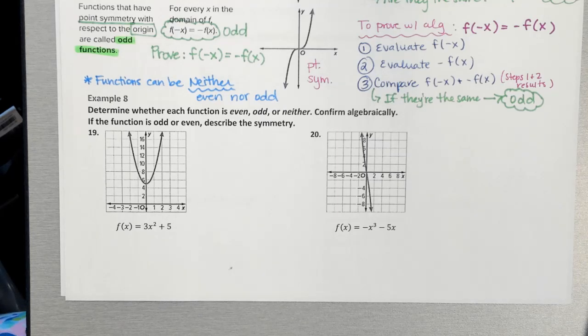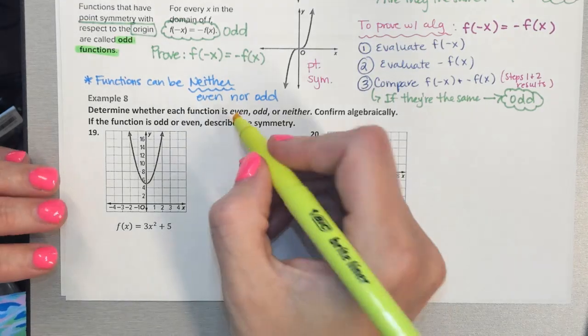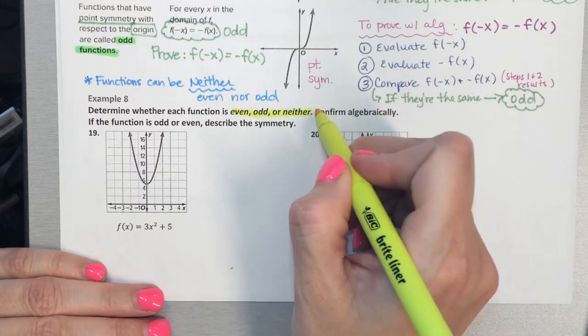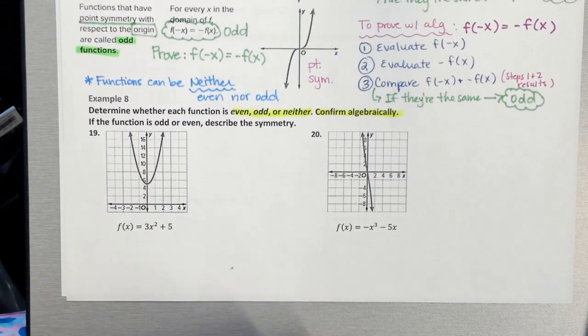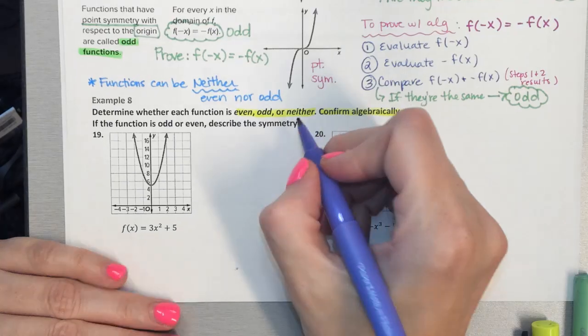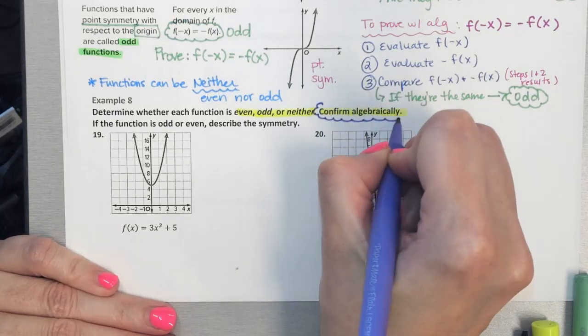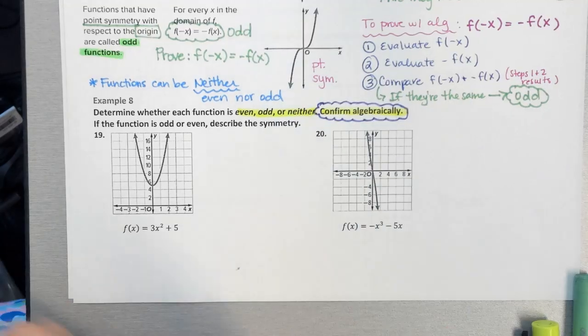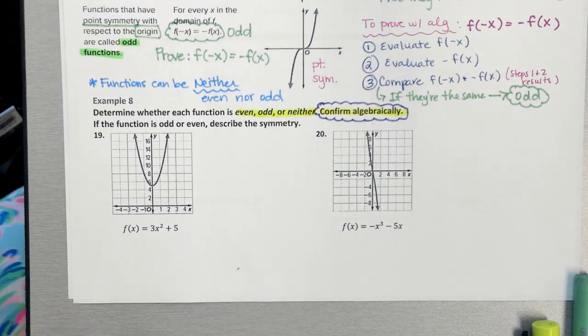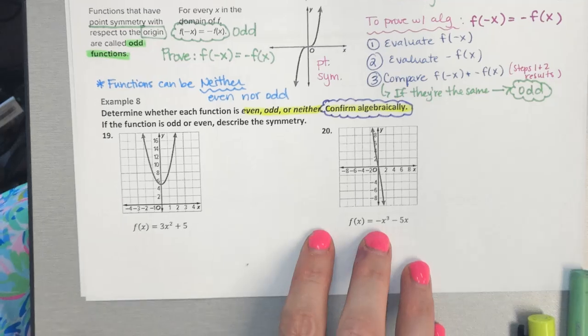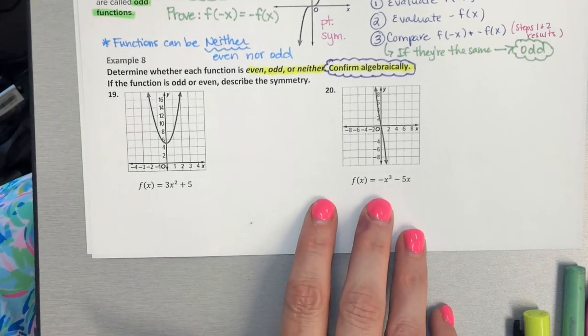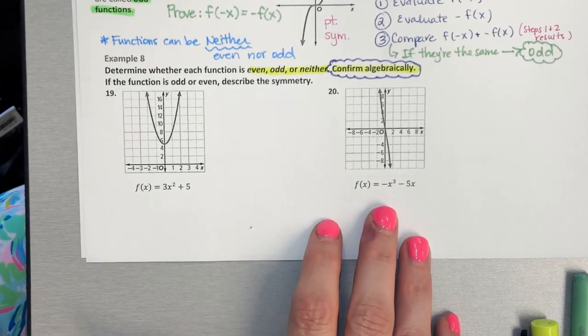Okay? All right, so we're going to practice this. For example 8, it says determine whether it's even, odd, or neither. Confirm algebraically. And we're going to put a cloud around that because this is the key direction here that's telling you you have to write that out. You have to do that step on your homework if you want credit for it. And it is going to be something you will have on your quiz. It'll be next week, and I'll put the date up there.